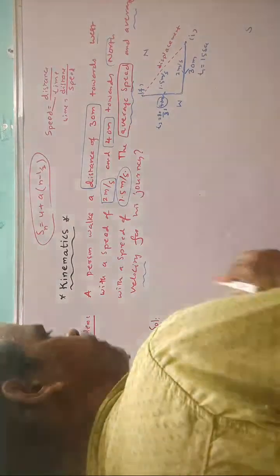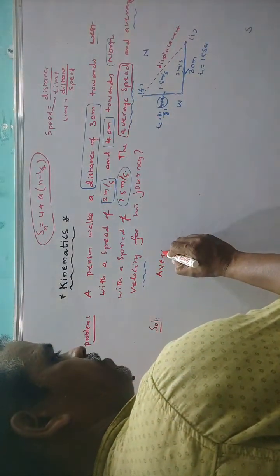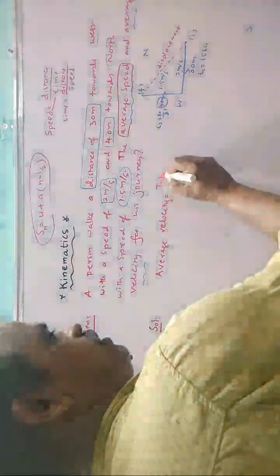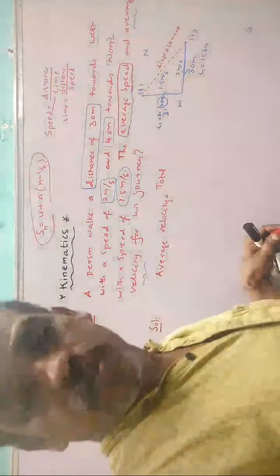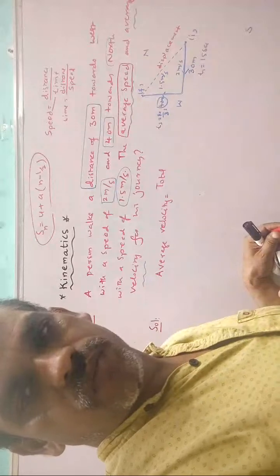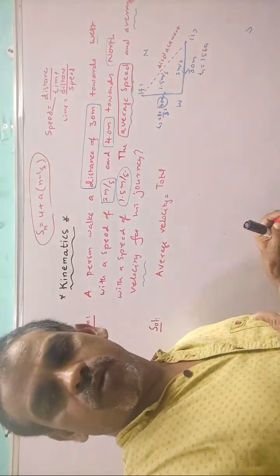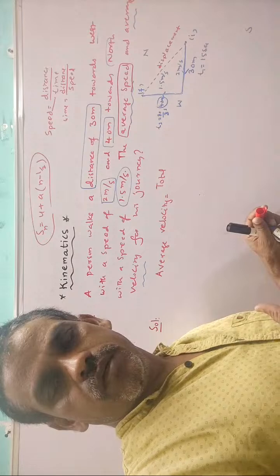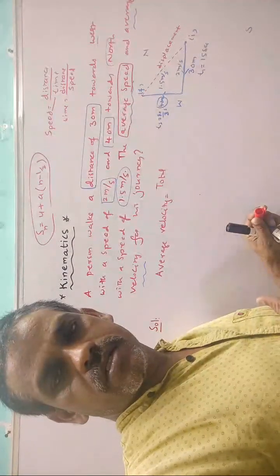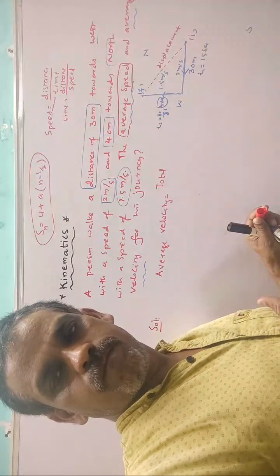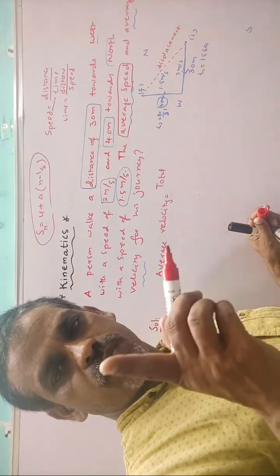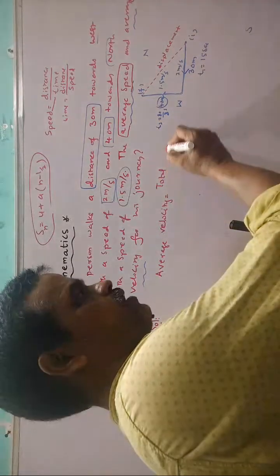So if you want to calculate average velocity, total distance or displacement? Message me fast. Distance or displacement for the average velocity formula? Come on, short in text. Chat box. If it is distance, you write message me distance. So what we have to write? I have to write here.